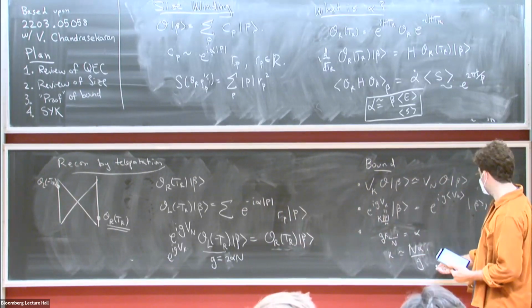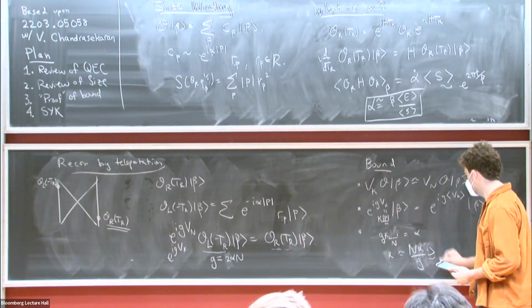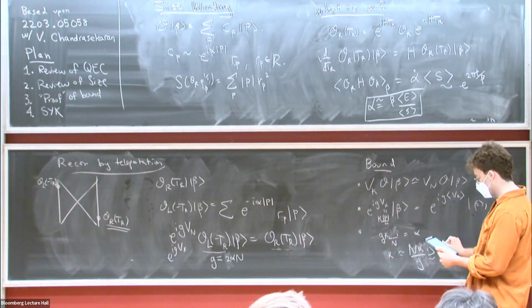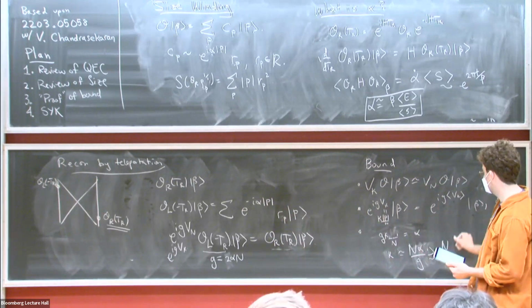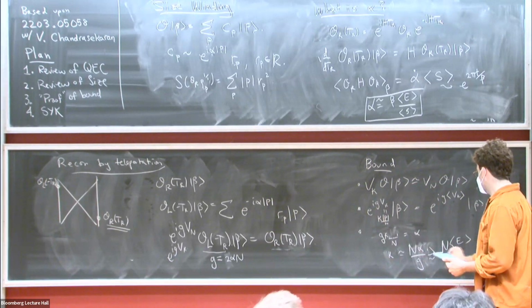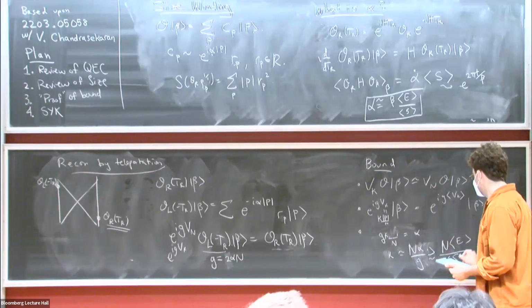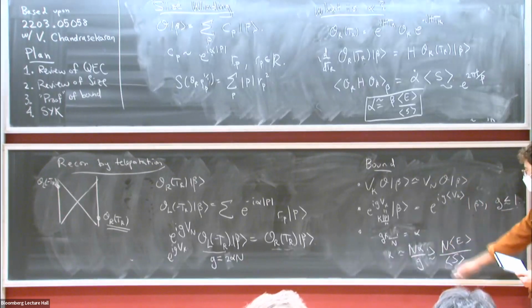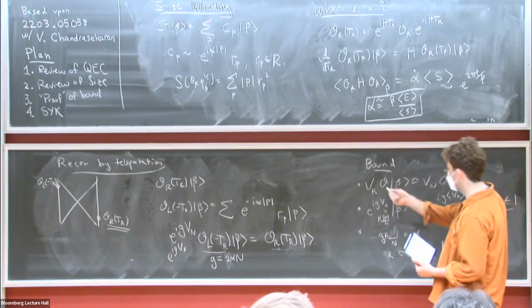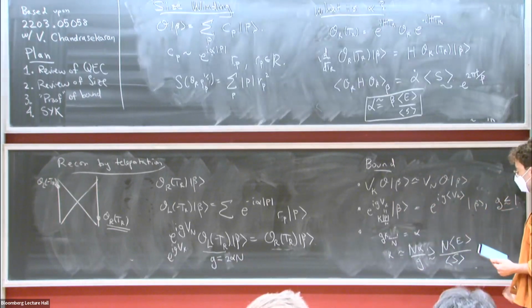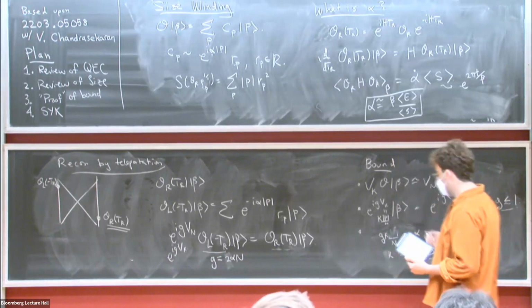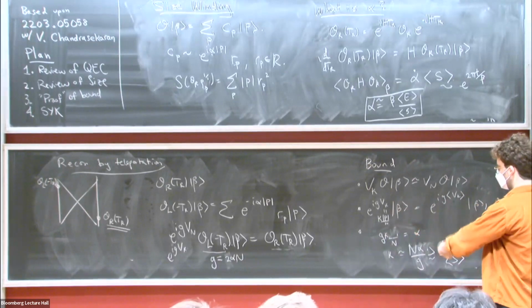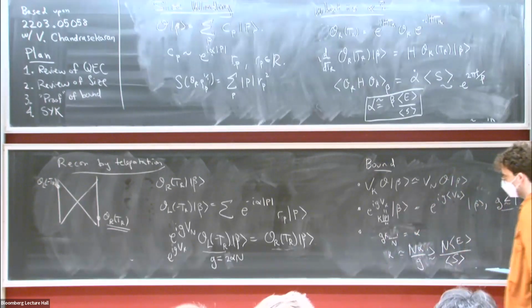So using that bound, what I get is that this needs to be bigger than or equal to n, and alpha we knew was the energy over the size. So what we get is that k needs to be bigger than or equal to n times the energy of the original operator divided by its size. So in order to do this reconstruction, I need at least this many operators, okay?